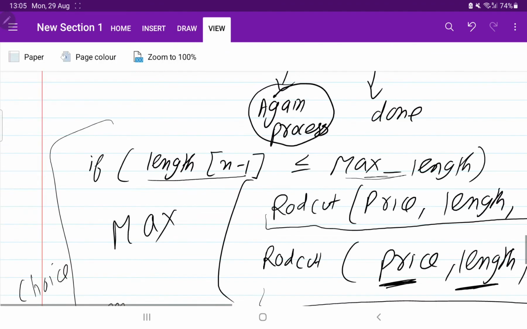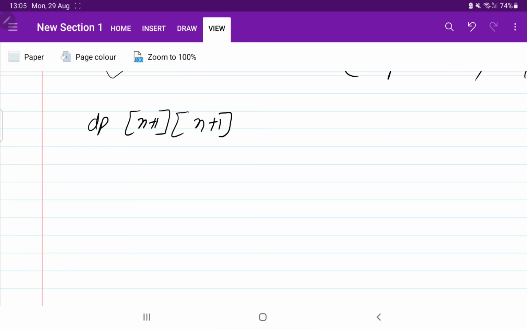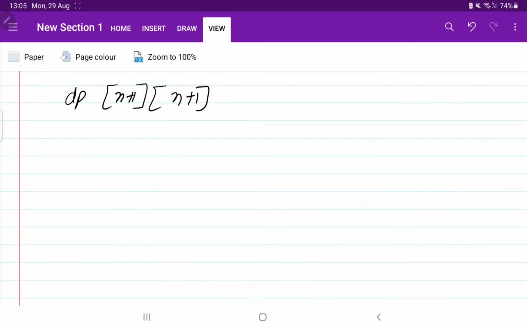Now let us write the DP solution. It is very easy. So what happens in the DP solution? In the dynamic programming solution, we are going to make an array, a DP array of size n plus 1 by n plus 1, that is, maximum length plus 1, which is also n. And we are going to start every element with 0.